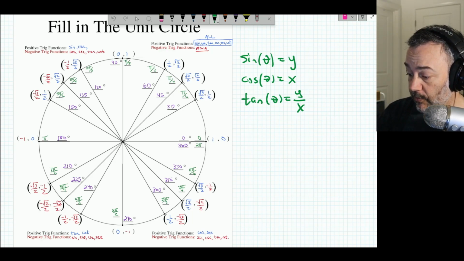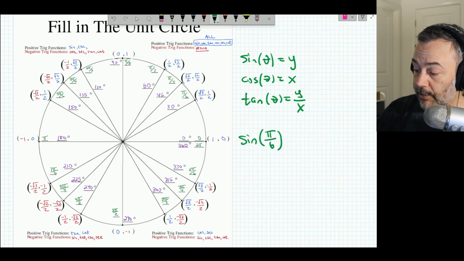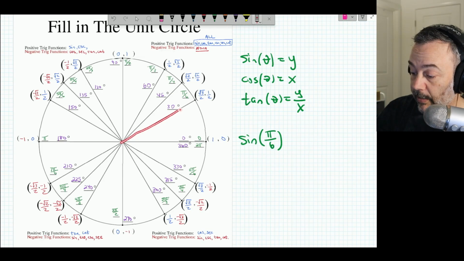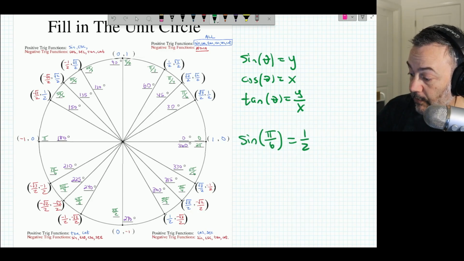Okay, so if I want to calculate the sine of pi over 6, I just need to know where the pi over 6 angle terminates. And since it's sine, take the y coordinate of a half. And the answer is a half.